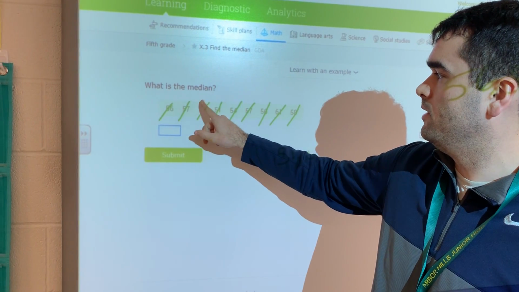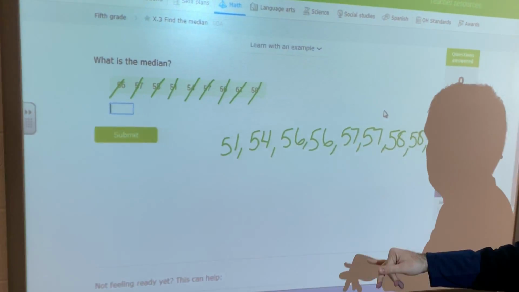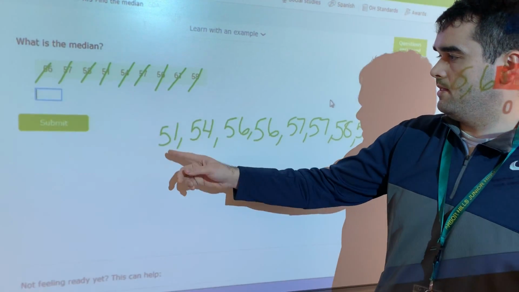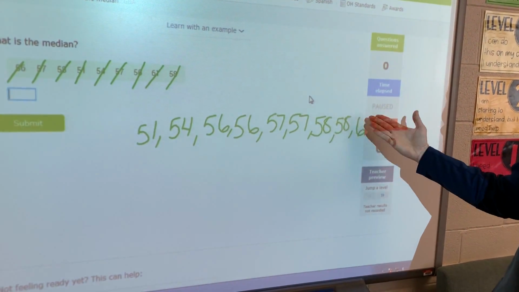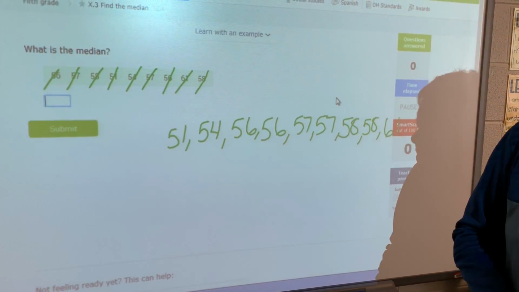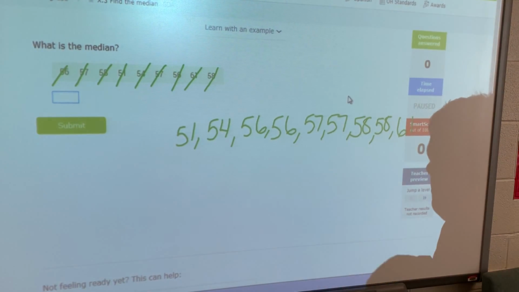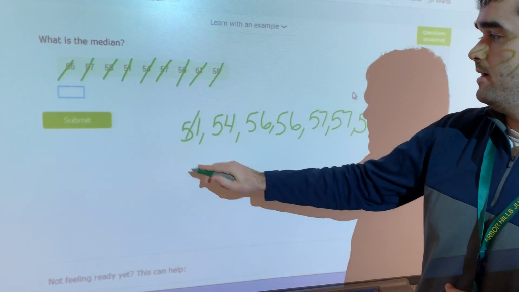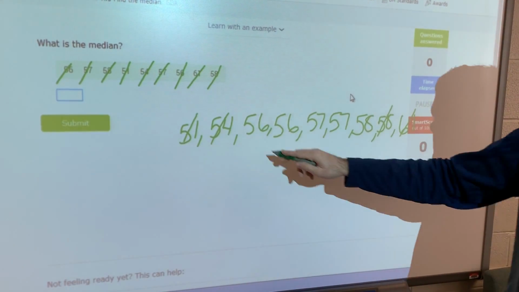So I have 1, 2, 3, 4, 5, 6, 7, 8, 9 numbers. So if I look back down at my list, I have 1, 2, 3, 4, 5, 6, 7, 8, 9 numbers. So I can double check to make sure I didn't leave anything out. And then again, I'm just going to use the method where I'm crossing off on the left, crossing off on the right, crossing off on the left, right.